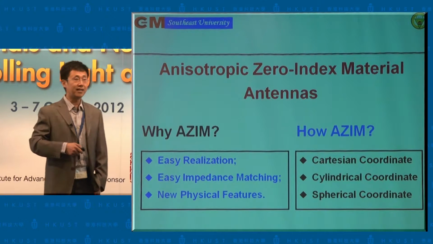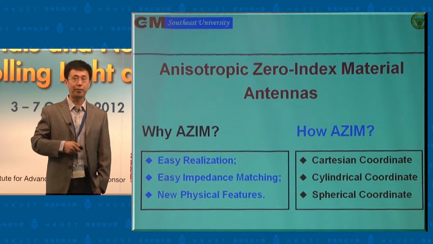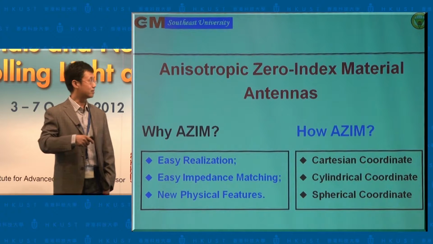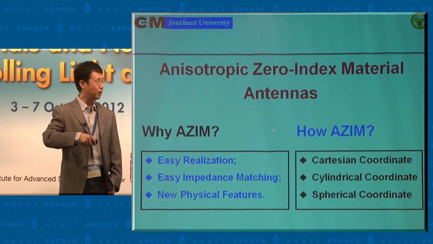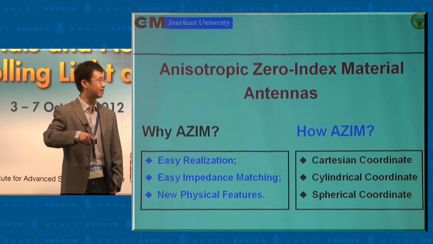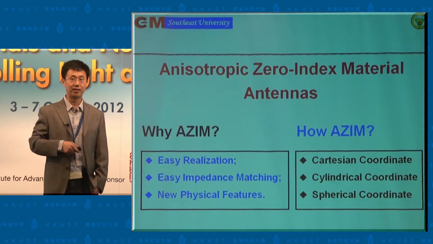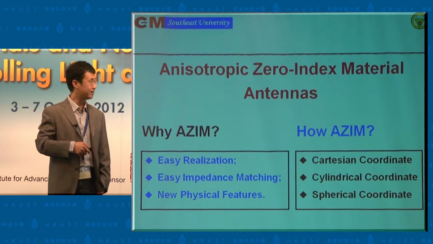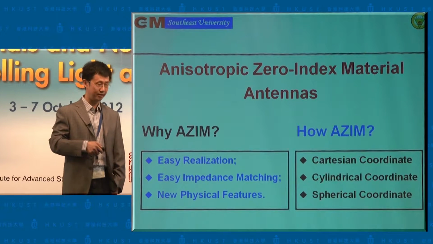Another question is how to make the anisotropic zero-index metamaterial. Actually, there are three ways to create anisotropic zero-index metamaterials. The first is to make it anisotropic in the Cartesian coordinate system. The second is the cylindrical coordinate system. The third is the spherical coordinate system. I will introduce the first two, Cartesian coordinate and cylindrical coordinate.